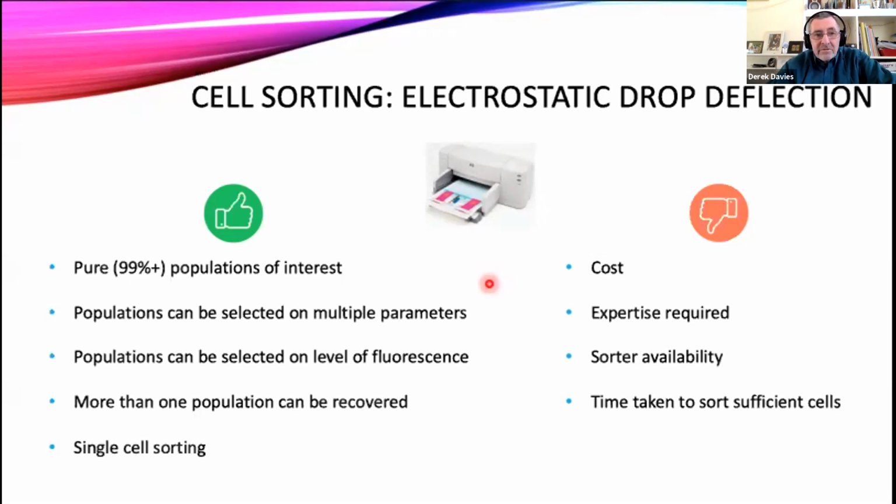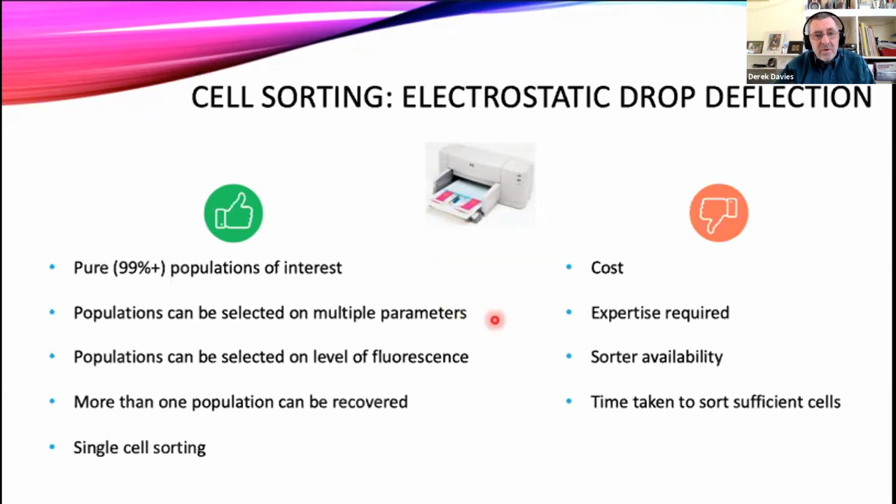But the great advantage of flow cytometry or cell sorting is that we can sort very pure populations. 99% purity should be relatively easily achievable, and that's generally what you want as an end user. After your transfection, not all your cells are fluorescent protein positive. We can run them through a cell sorter and give you almost 100% pure cells of interest.